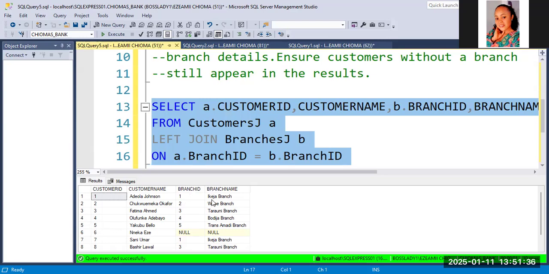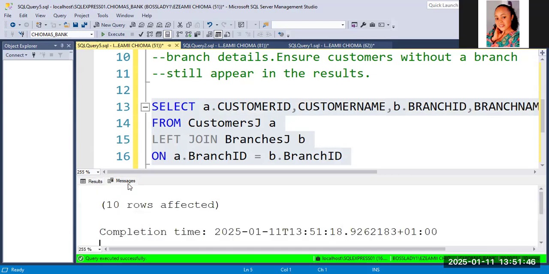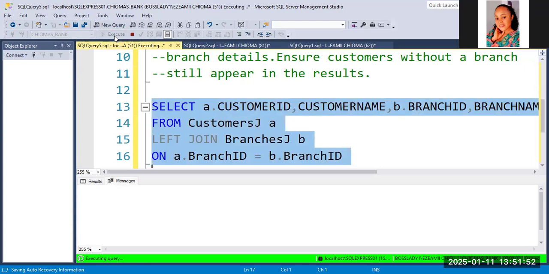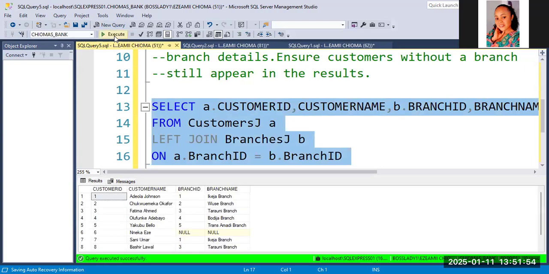So look at the branch details here. NECA is not having any branch information, but the result is still outputted, right? Because we are doing a left join. Because we use left join, it means everything must come out from our customer table, then the matching rows from our branch table. So this solves our question number 2.